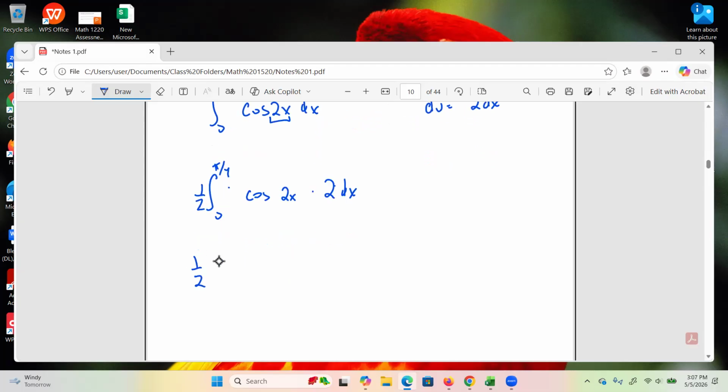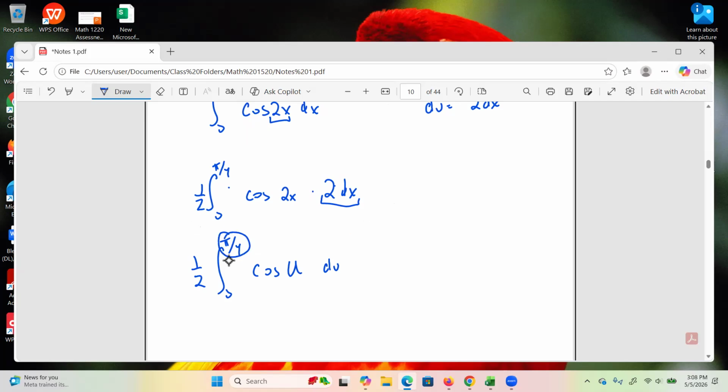So we have 1/2 times the integral between 0 and pi over 4. Cosine of 2x is now u, and my 2dx is du. I know your book does it a slightly different way, but that's okay. The way you do your substitutions, pick the way that works best for you.